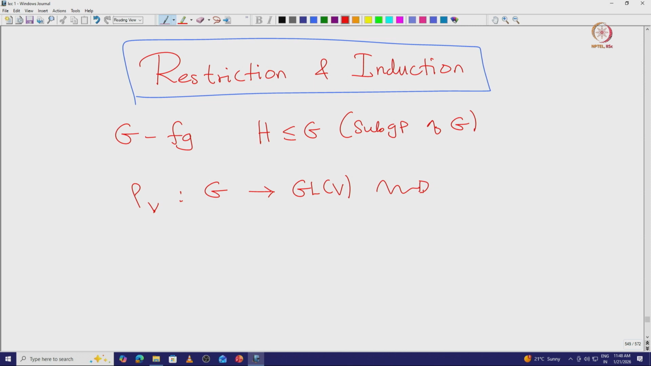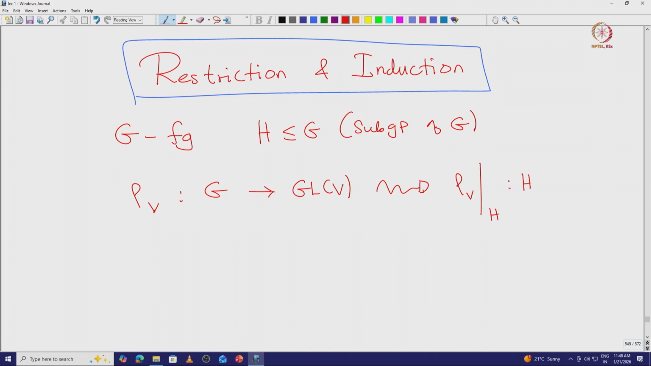So, now we take some representation of G and then we want to talk about the restriction of that representation to H. So, let us call this rho V, which is a representation of G. Now, given this representation, we can restrict this rho V to H. So, you take this rho V, which is a representation of G, which acts on capital V. So, now from this we can look at this restriction map to H.